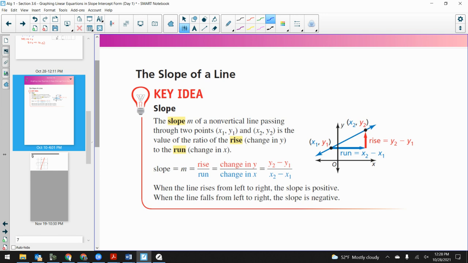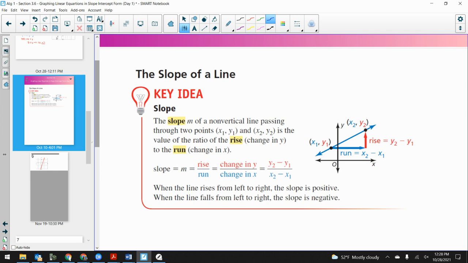But anyway, that's a formula that you need to commit to memory. y2 minus y1 over x2 minus x1. Somebody said to me, well, we learned it as x over y last year. No, you just remember it incorrectly. It is y2 minus y1 over x2 minus x1. Change in y divided by change in x. It's the rise divided by the run.